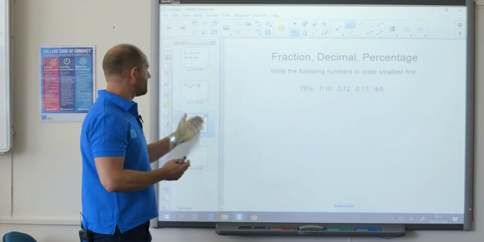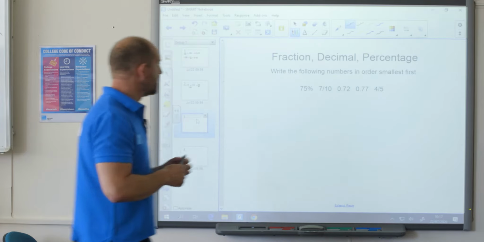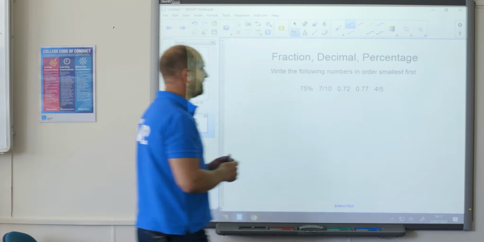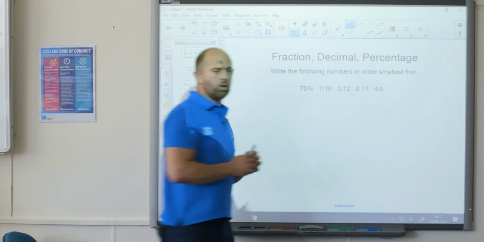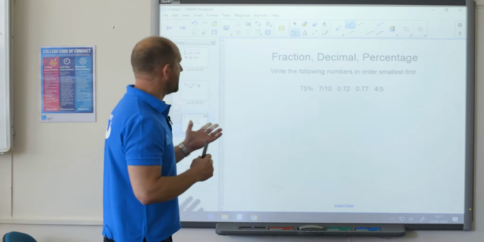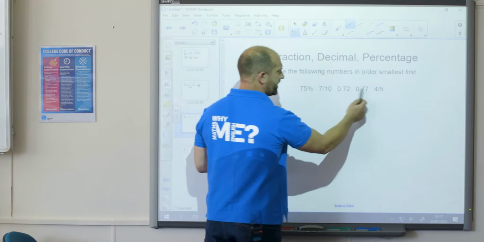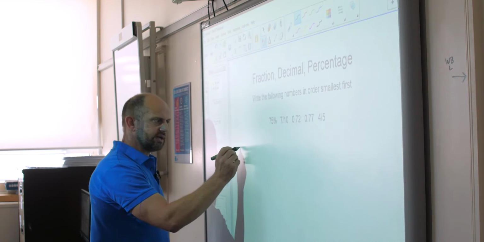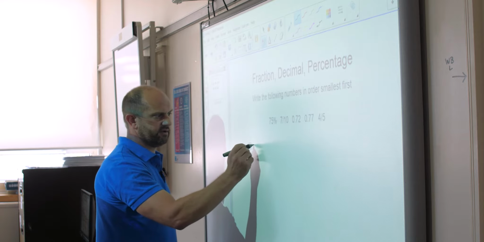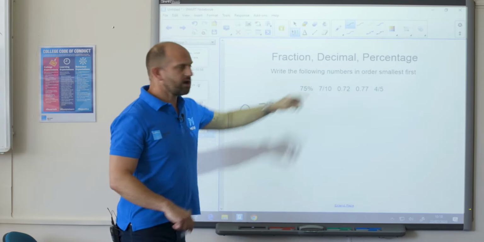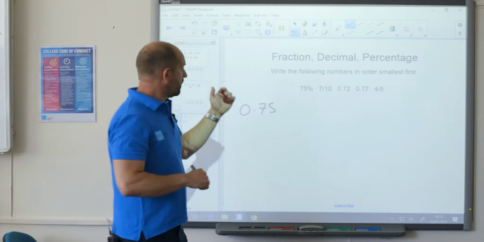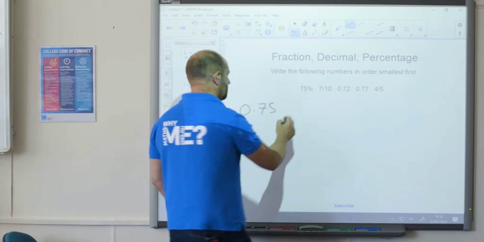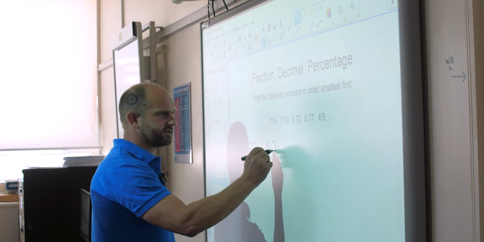So how do we use that then when we come to a question like this? Write the following numbers in order, smallest first. Well, the first thing we need to do is decide what we're going to turn all of these into. In this particular case, I'm going to turn these into decimals because I've already got 2 decimals done for me. So 75% then is the same as 0.75. 7 over 10, well, if we times that by 10, I've got 70 over 100, so that would be 70%. So therefore this is 0.7.